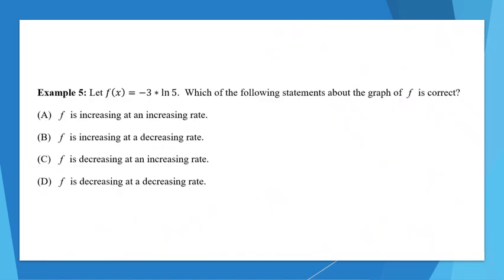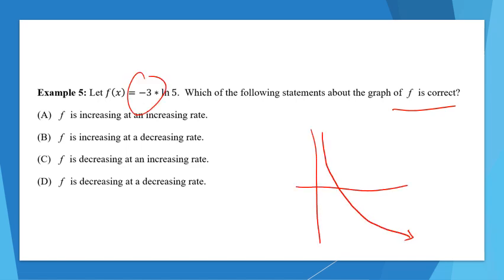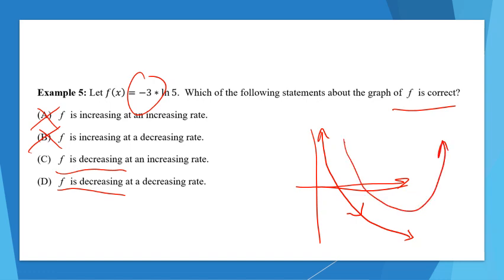Example 5, let f of x be that function. Which of the following statements about the graph is correct? Here, a is negative, so it's just going to behave like so. Once we have this, we see that this function is decreasing, right? The function itself is going down as you go to the right, so we can eliminate A and B. And then the rate of change is going to be increasing strictly because it is concave up. So C should be our correct answer there.